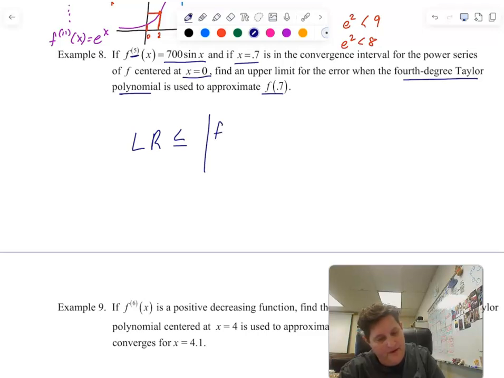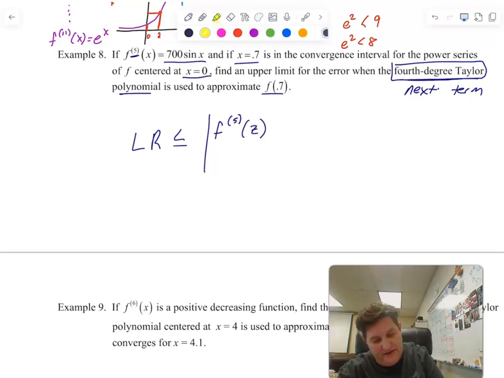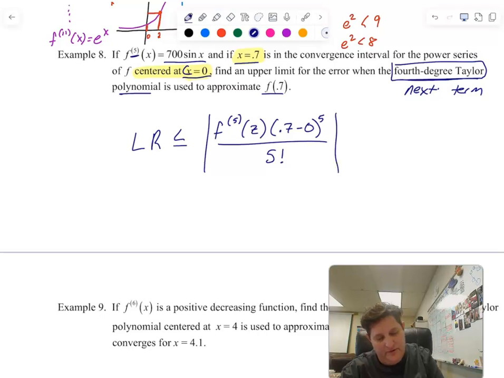Now, with a fourth degree Taylor polynomial, if I go to the next term for my error, I'm going to the fifth derivative, z, right? Now I need to find x and c. That was x, that was c. When this is centered at, we can just call that c. So then it's x minus c to the fifth over 5 factorial. And this is the only thing at this point I have to worry about.